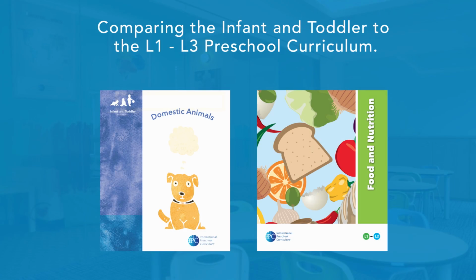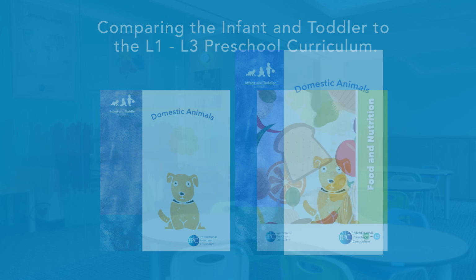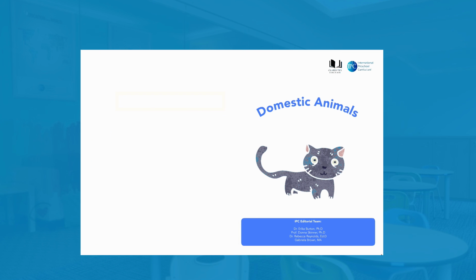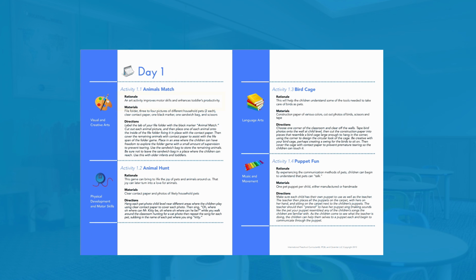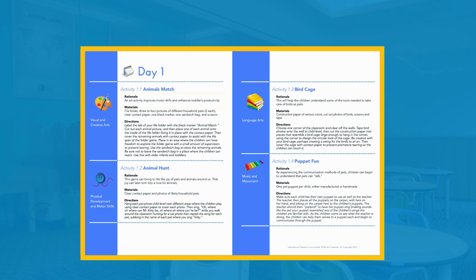Let's take a moment to compare how the infant and toddler thematic units are different to the L1 to L3 units. First, you will see that there is less flexibility in lesson delivery for infants and toddlers. You will also notice that instead of activities being sorted by content learning area, they are sorted into daily sections.